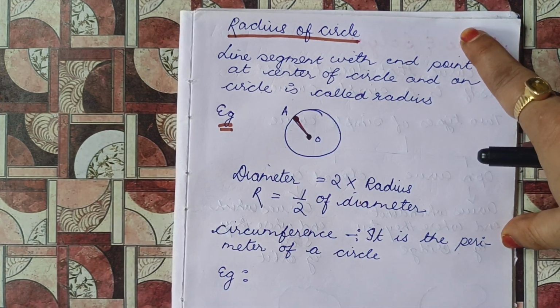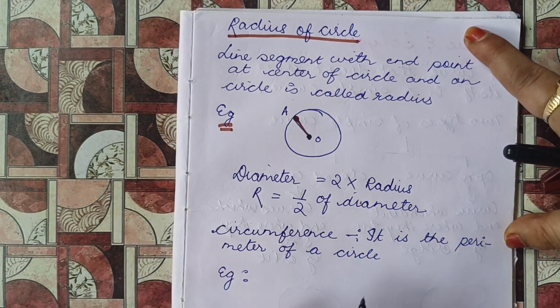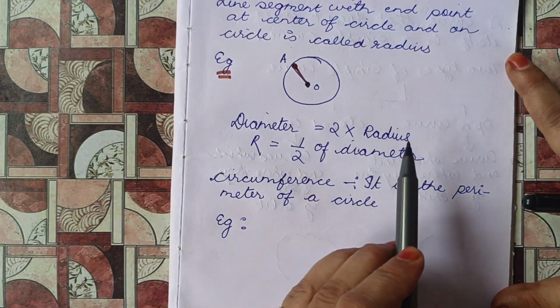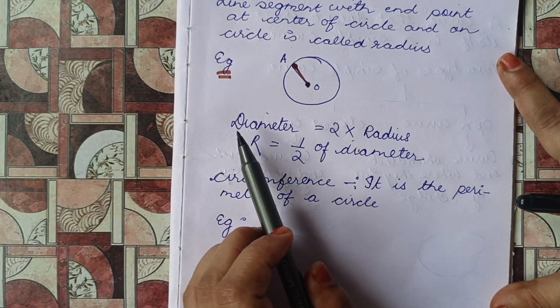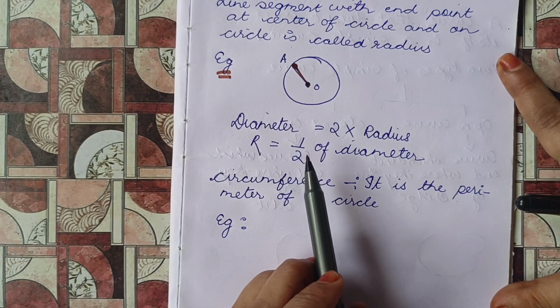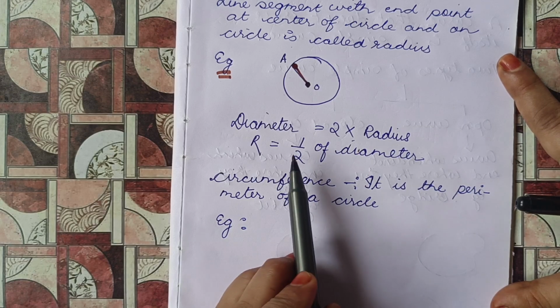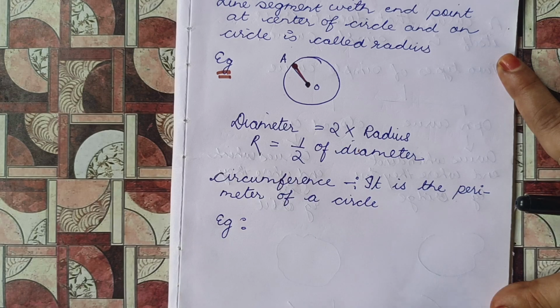Now, we know that diameter is equal to 2 into radius. This is the formula for calculating the diameter. Similarly, you can also calculate the radius from the formula given here: half of the diameter is the radius.